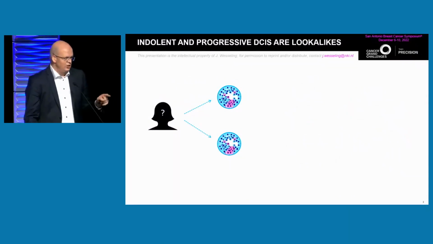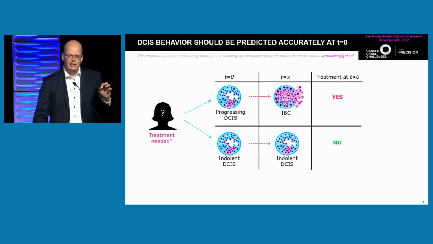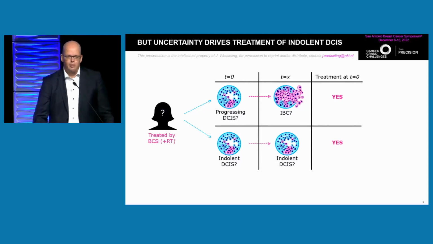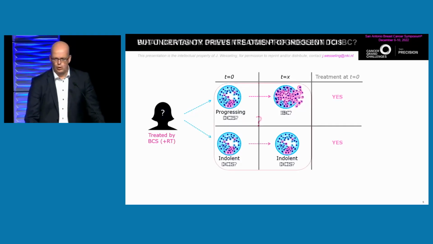The issue with DCIS is that at the time of diagnosis, the ones that do progress and the ones that will never progress are often lookalikes. Ideally, you would like to distinguish them at the time of diagnosis between the indolent ones and the ones that progress to invasive disease. However, this is not what we can do right now, and due to this uncertainty, we treat them almost all.